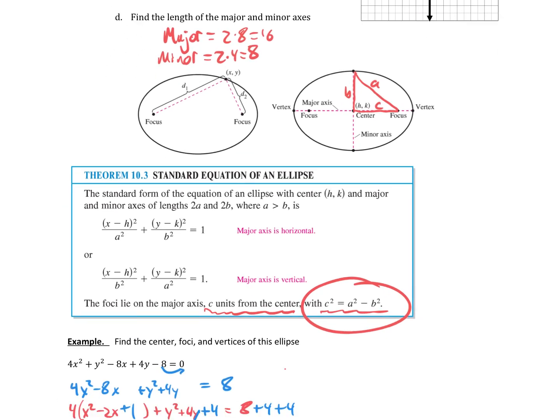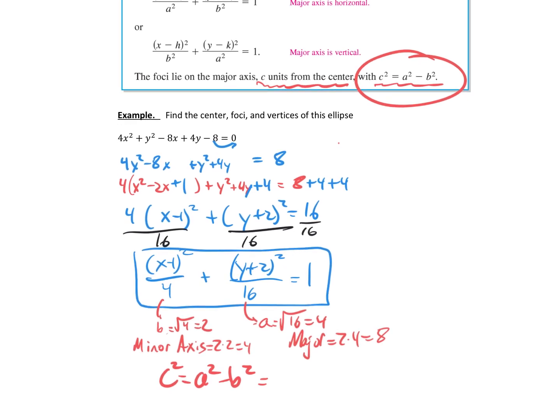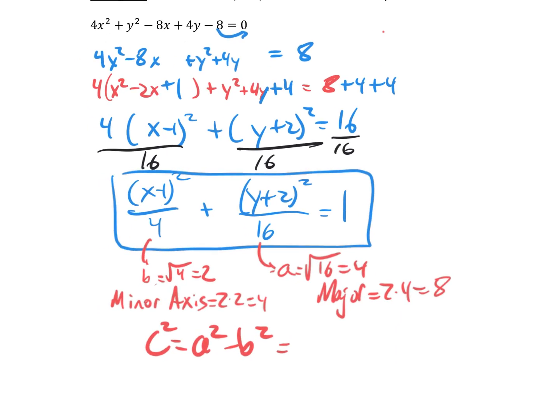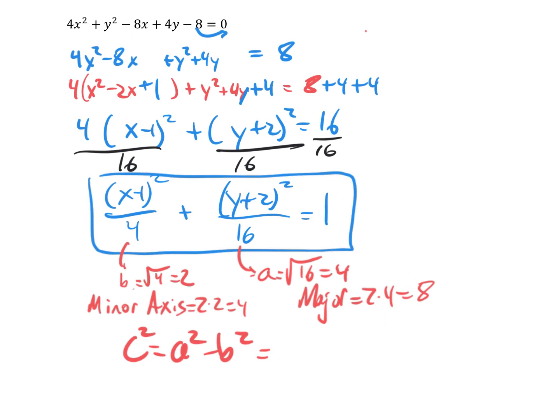So what matters is that the a is always the larger of the two axes. All right, so it's the major axis. So anyways, in this case, we got 4 squared minus 2 squared, which is 16 minus 4, which is 12. So c is the square root of 12, which is 2 square root of 3.